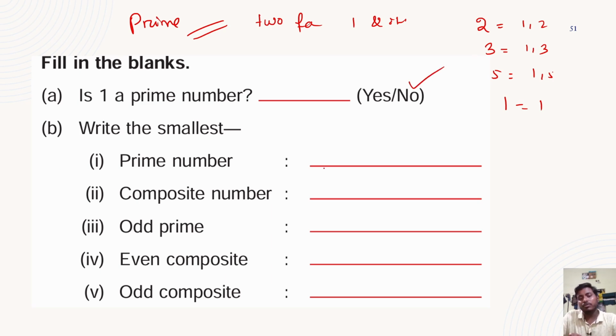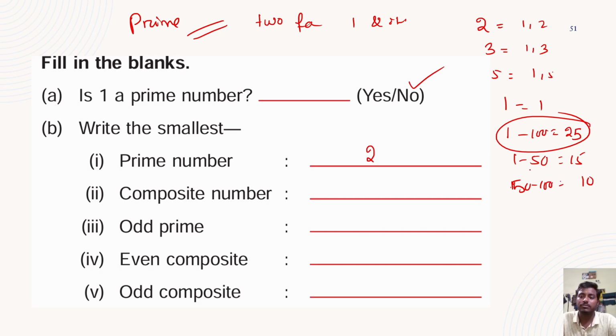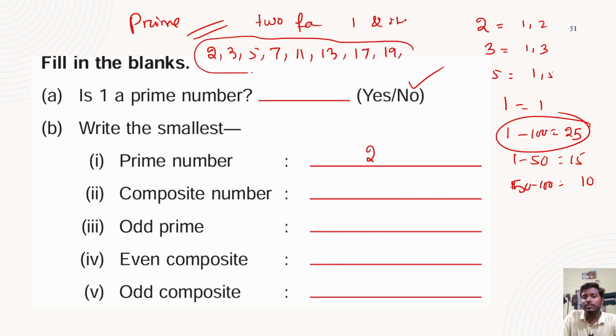Write the smallest prime number. The smallest prime number is 2. And also remember that from 1 to 100, there are 25 prime numbers. From 1 to 50, there are 15 prime numbers. And from 50 to 100, there are 10 prime numbers. You should remember. Okay. And the prime numbers from 1 to 20 are 2, 3, 5, 7, 11, 13, then 17, 19. Okay, these are the prime numbers from 1 to 20.